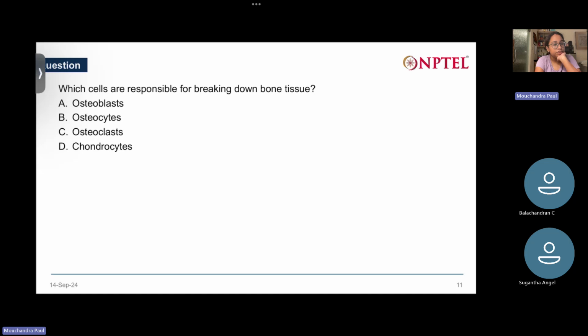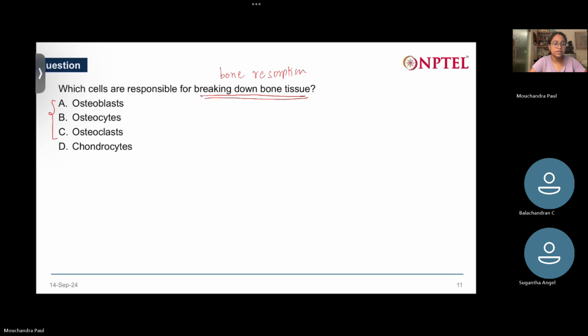So the next question: which cells are responsible for breaking down bone tissue? You know there are four types of cells in bone, and each cell has its own function, and every function is equally important. Here I have listed only some. Chondrocytes is a cell type of cartilage, and these are the three cell types of bone. If you can recall, which of these cell types has the function of bone resorption? Breaking down of bone can also be termed bone resorption. So which cell type has the function of bone resorption, if you recall from the lectures?